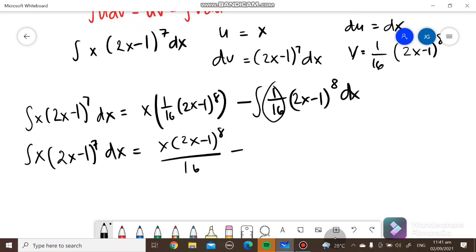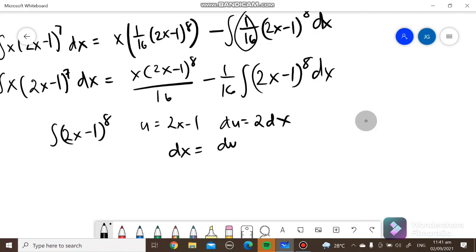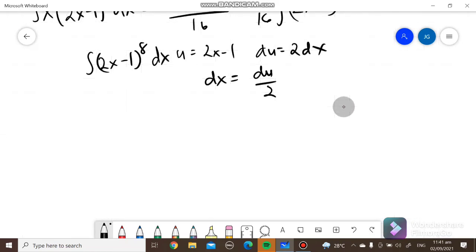minus, 1 over 16 pwede natin siya ilabas, 1 over 16, the integral of 2x minus 1 raised to 8 dx. So, let's head on and integrate this part lang. So, we will have the integral of 2x minus 1 raised to 8. Same as before, we set u as 2x minus 1 and the du is equals to 2 dx. And the dx value is equals to du all over 2. So, don't forget dx pala.